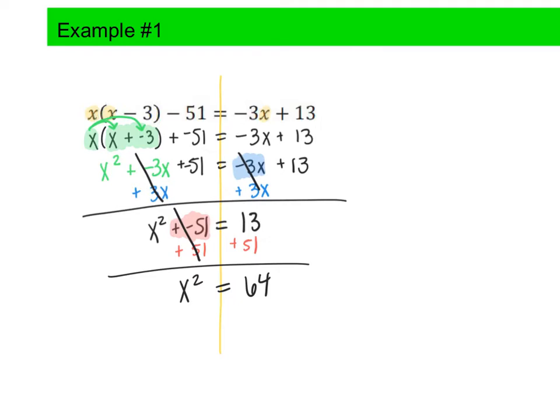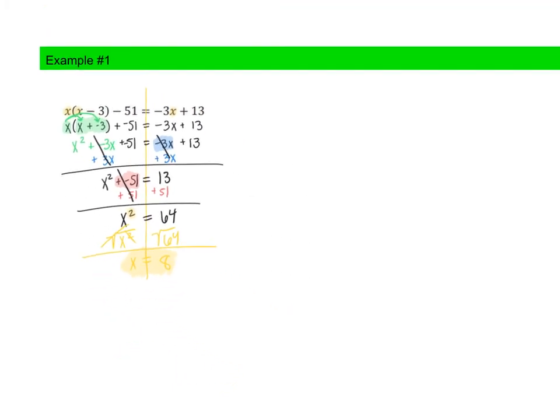Now x is still not completely by itself. It's being squared, and so to remove that square, we have to take the square root, and we have to do it to both sides. Over here, the square root cancels the square, and I'm just left with x equals. And on the right side, you should know this by heart, but what number times itself equals 64? 8. 8 times 8 equals 64. So this is our final answer right here. X equals 8.